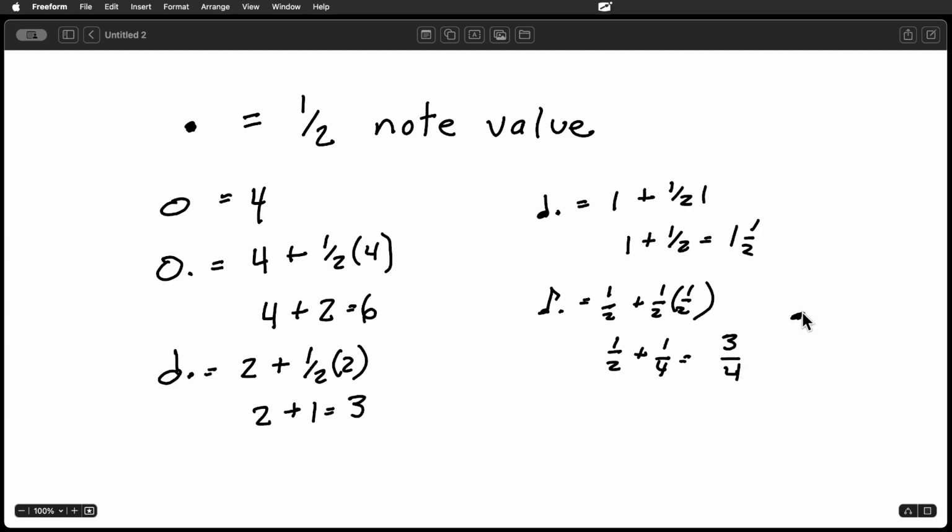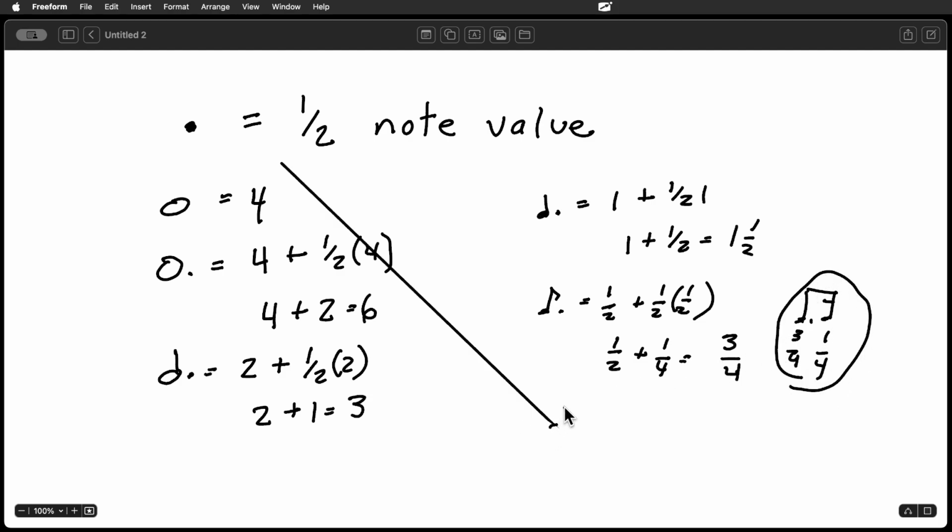So that's why when we have a dotted eighth followed by a 16th note, these are usually beamed. Let's go ahead and beam these like that. You get 3/4 of a beat here. A 16th note is equal to 1/4 of a beat. So that's how you get to 1 there.